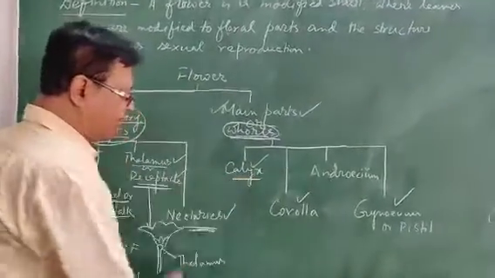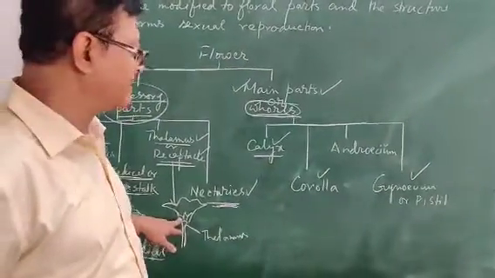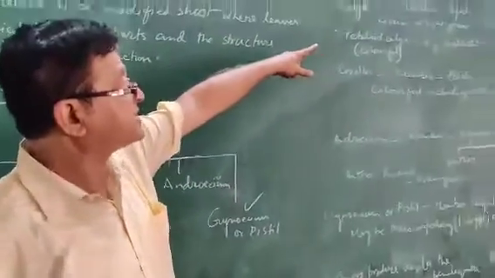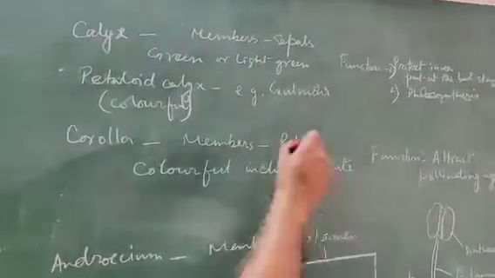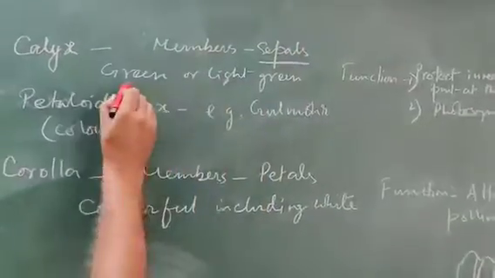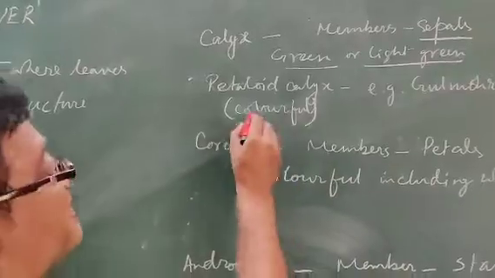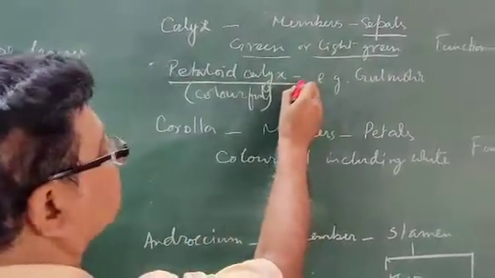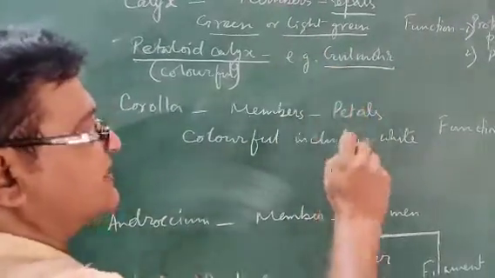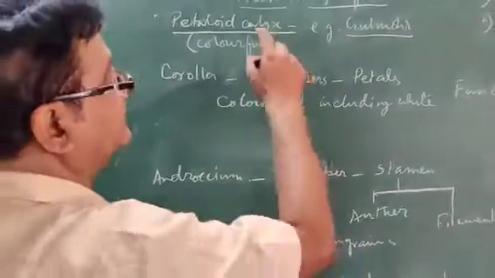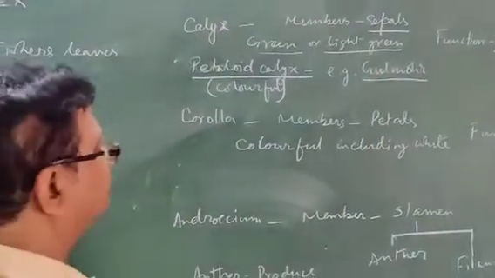Calyx first. The lowermost part of the flower, just above the thalamus, is the calyx. This calyx is a group of structures. Each member is separately called a sepal. Generally they are green or light green in color. Sometimes they may be colorful, then they are called petaloid calyx, for example gulmohur. In the gulmohur case the work is different from the other type, where sepals do different work. That we will discuss later.